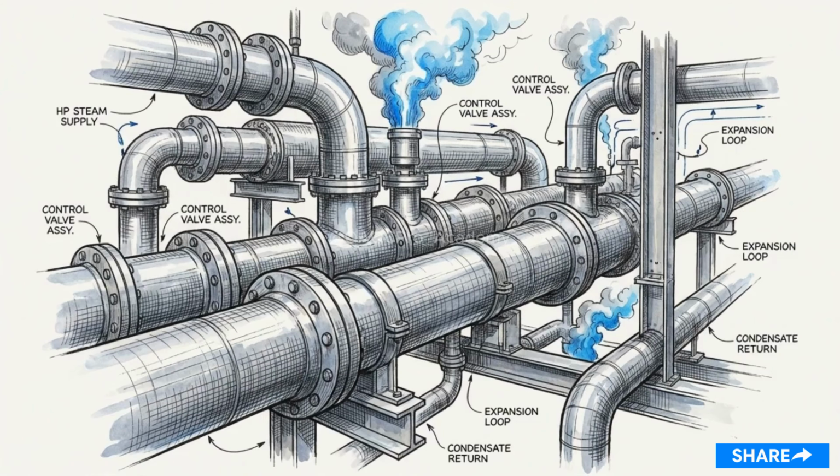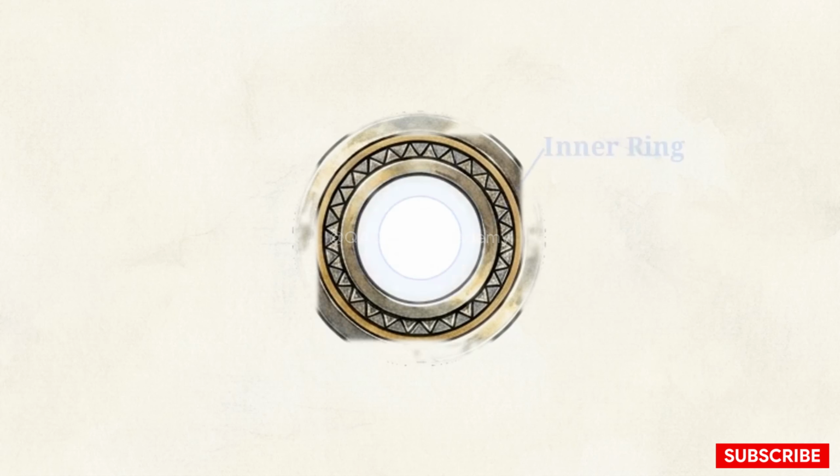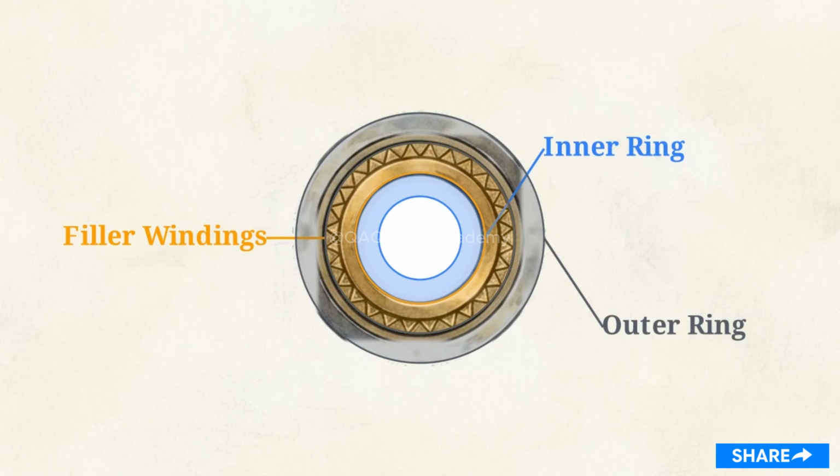Once you decide a spiral-wound gasket is necessary for your high-pressure system, you have to configure its exact architecture to match your specific flange face. Here is a top-down schematic of a spiral-wound gasket, showing its 3 distinct layers. The inner ring protects the soft V-shaped filler windings from the harsh process media, and it prevents the gasket from buckling inward under vacuum.